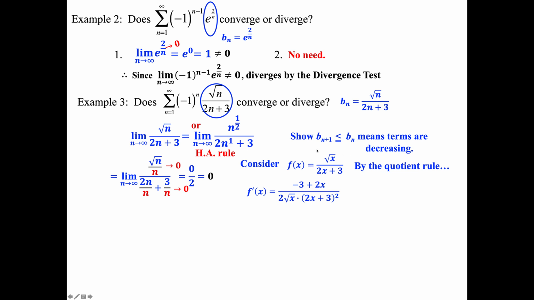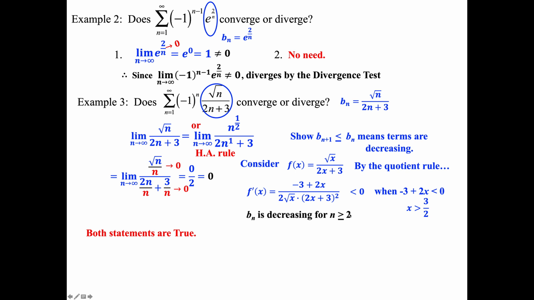Well, to get rid of that 1 over 2 times the square root of x in the denominator, you multiply top and bottom by 2 times the square root of x. When you multiply that to everything on the top, it simplifies to 2x minus 3, or negative 3 plus 2x. And to make this less than 0, this is the only place to show negatives, so set that top equal to 0. And we get x is greater than 3 halves. So therefore, b sub n is decreasing for n is greater than or equal to 2.